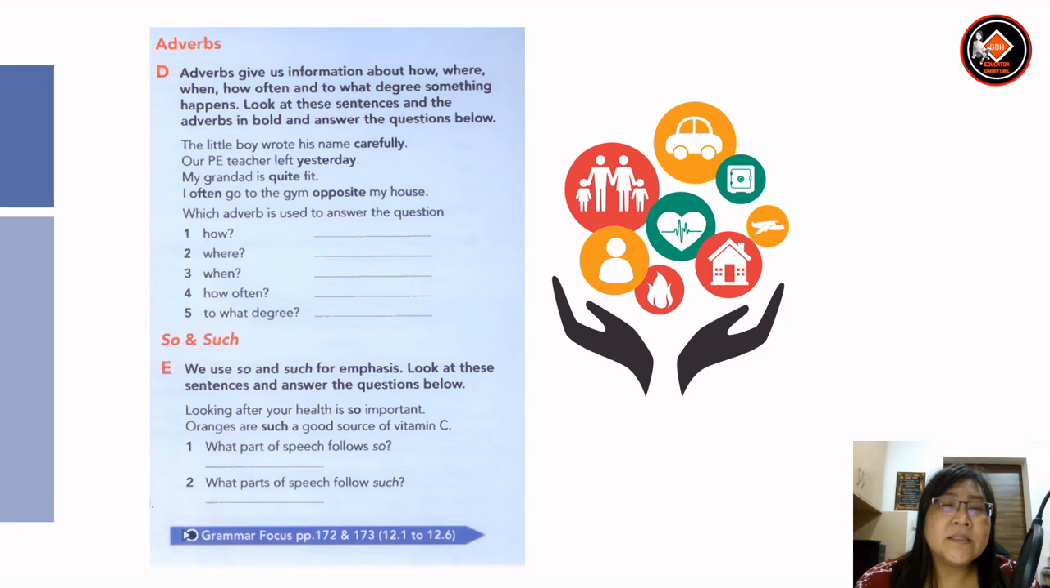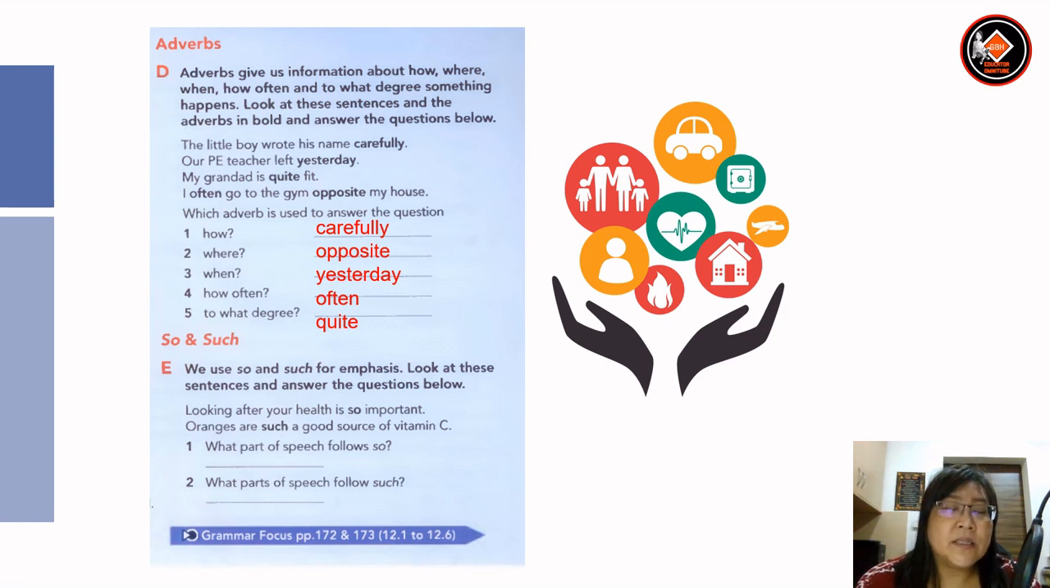Look at these sentences and the adverbs in bold and answer the questions below. The little boy wrote his name carefully. Our PE teacher left yesterday. My granddad is quite fit. I often go to the gym opposite my house. Which adverb is used to answer the question how? So the first one is carefully. Where will be opposite. When is yesterday. How often is often. And to what degree is quite.